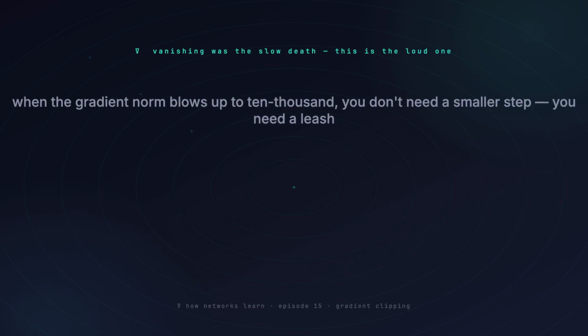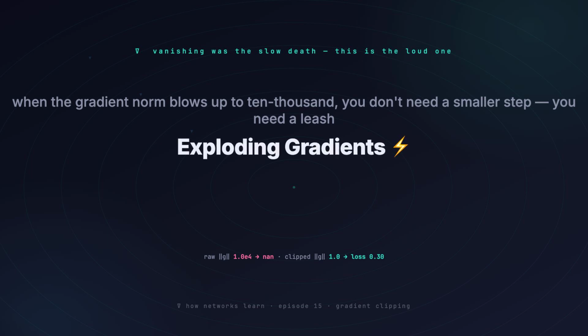Last episode, you watched the opposite disaster, a deep sigmoid stack where the gradient at layer 1 decayed to 3 times 10 to the minus 7. The signal starved before it ever reached the early weights. Vanishing is a slow death. Tonight is the loud one.